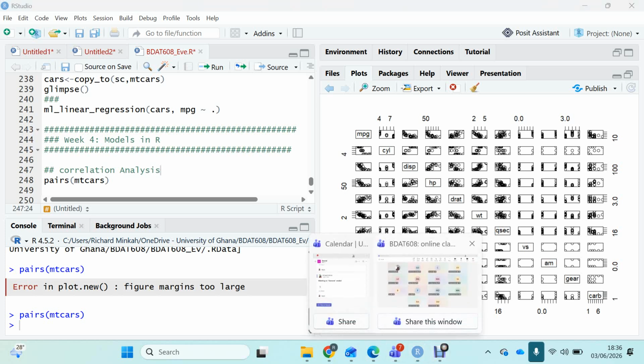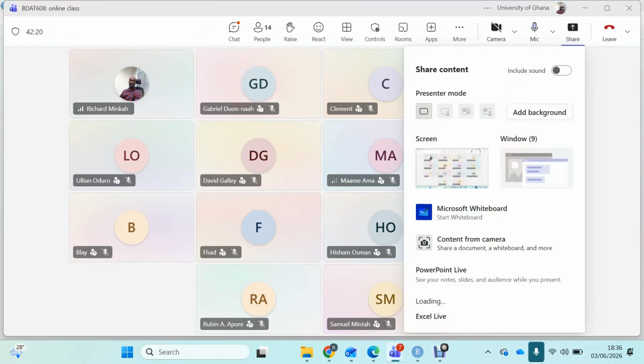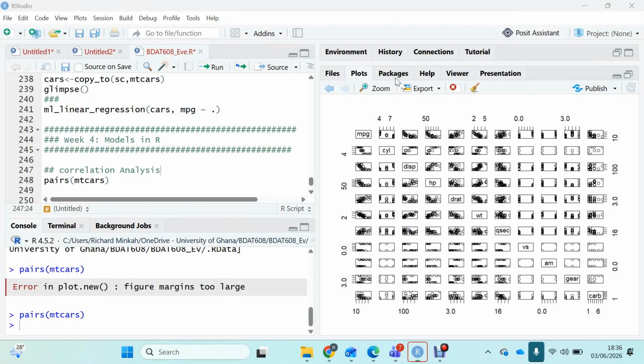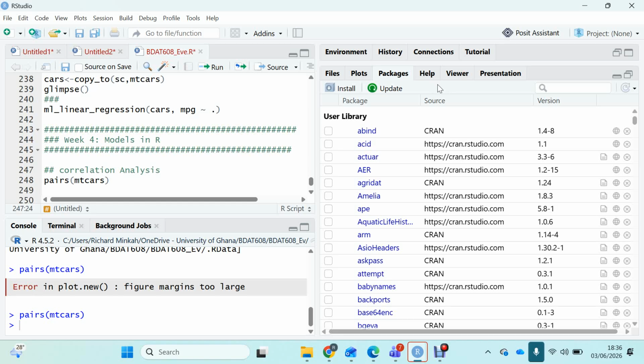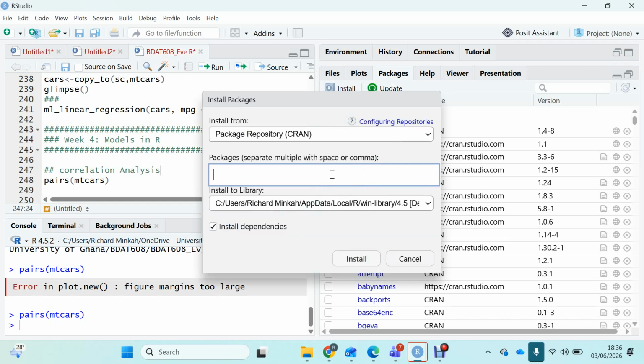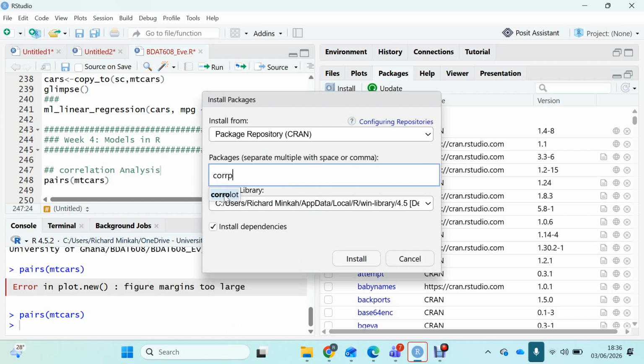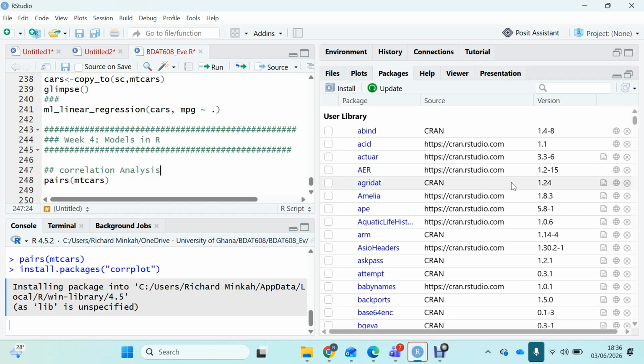Sir, we can't see your screen. You can, a moment. So start installing corrplot. So the package is called corrplot. So it's c-o-r-r-p-l-o-t. This one. Okay. So you install.